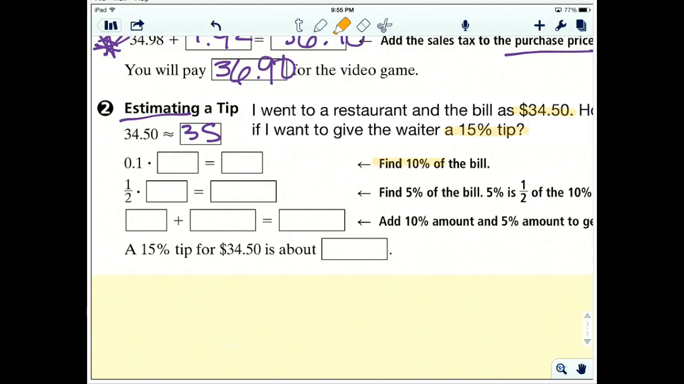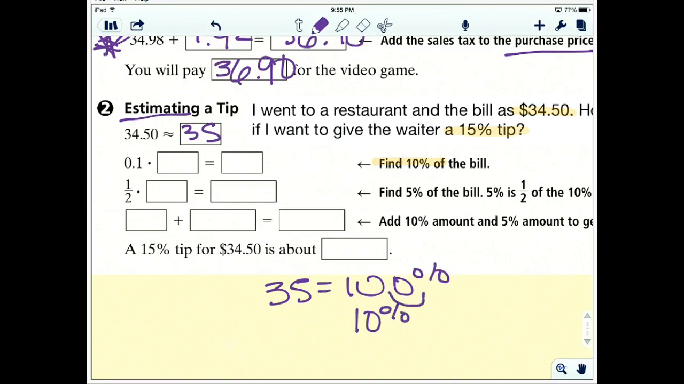And the first step I'm going to do is find 10%. So to find that, guys, since 35 is 100%, to find 10%, what am I doing? The only thing I'm doing is moving my decimal 1 to the left. Therefore, I'm going to do that same thing right here. So 10% of 35 is 3.5.